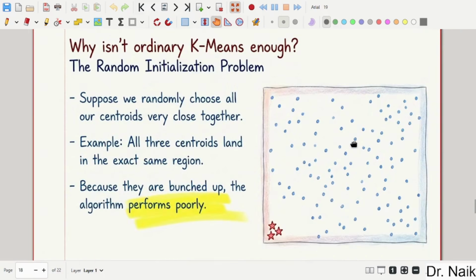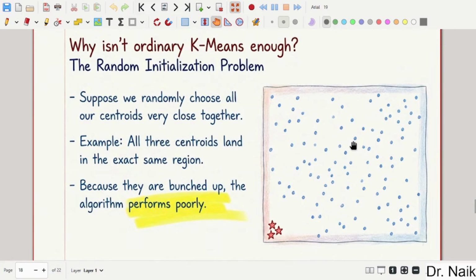Why isn't ordinary k-means enough? Suppose we randomly choose all our centroids very close together. For example, all 3 centroids land in the same region. Then they are bunched up, and the algorithm will perform poorly.